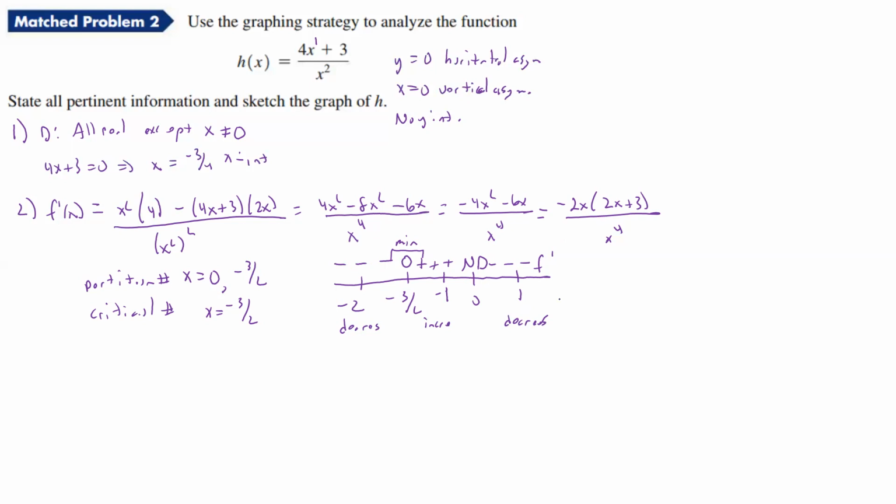All right, so we could write all that out. We could say it's increasing from where? Negative 3/2 to 0. And it's decreasing from where? Negative infinity up to 3/2 and from 0 to positive infinity.